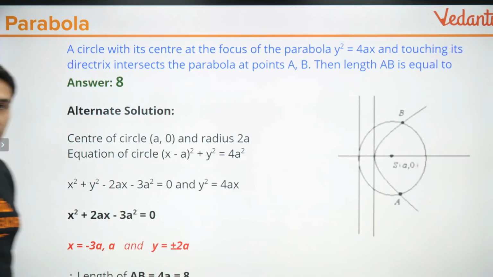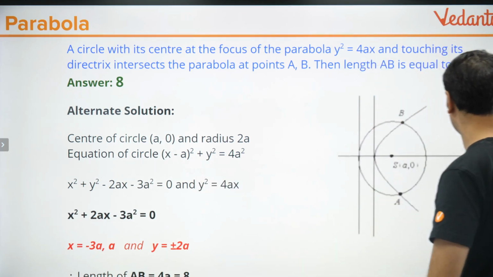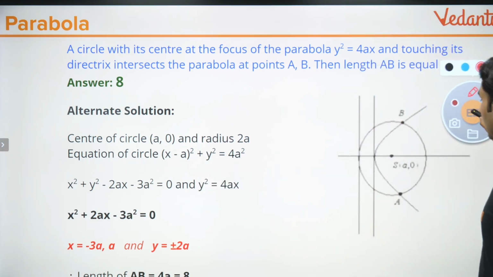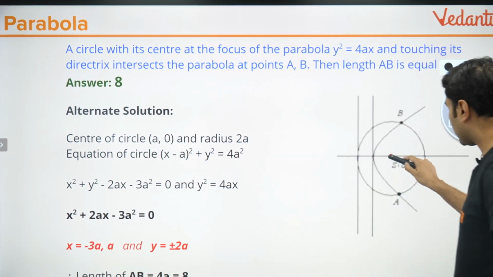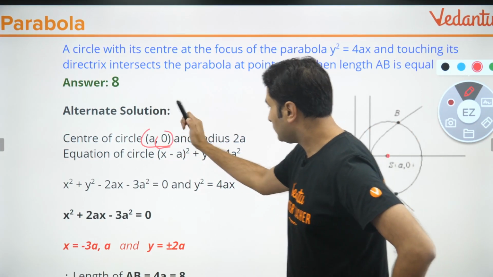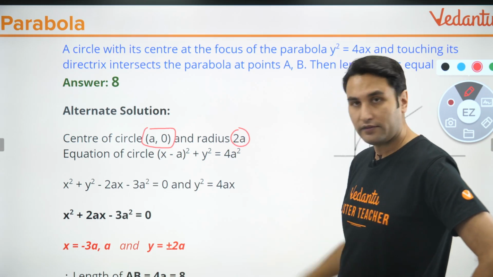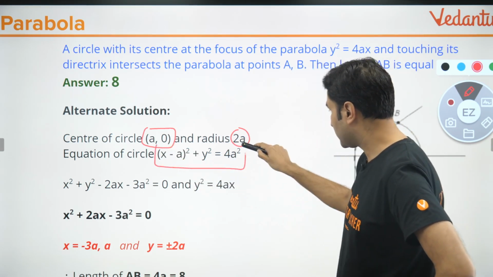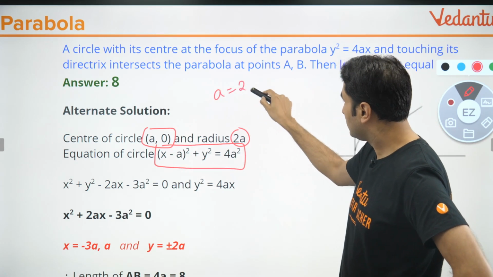This is the alternate way, which is time consuming. So why was that a shortcut? Because this is the alternate way, bachchon. The alternate way was, what would you do? You would derive the equation of the circle. What was the equation of the circle? Center at (a, 0) and radius 2a. So this is the equation of the circle, right? a is 2 in this case, right?